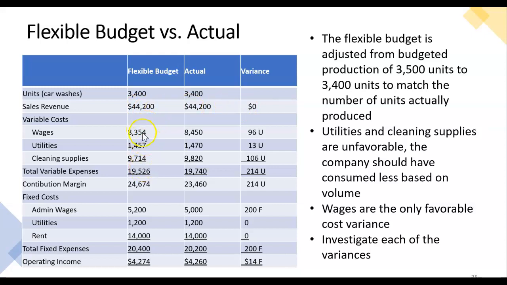If you look at our expenses, these were all favorable variances at one point. When you again do apples to apples instead of apples to oranges and look at what these costs should be at 3,400 units, you begin to see that we actually have some unfavorable variances. Our wages should have been only $8,354, and they actually were $8,458. So we've got an unfavorable variance of $96. Same with utilities, same with cleaning supplies. So we can investigate now and see what happened.